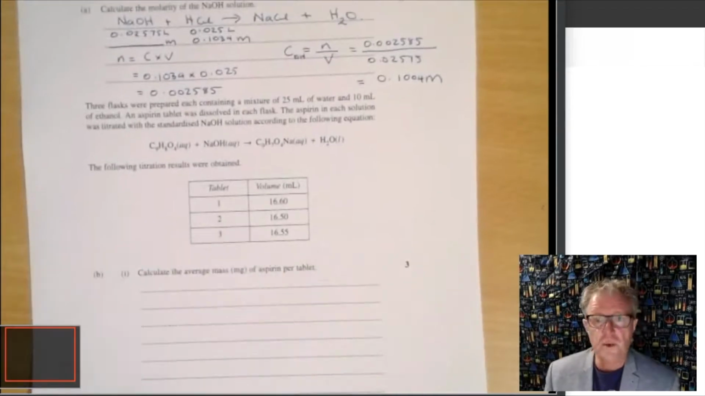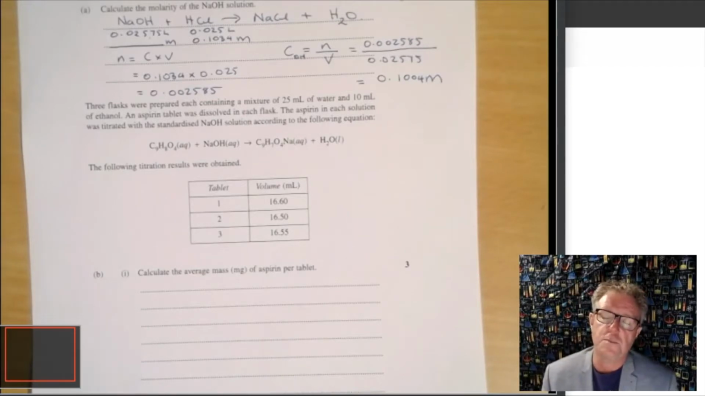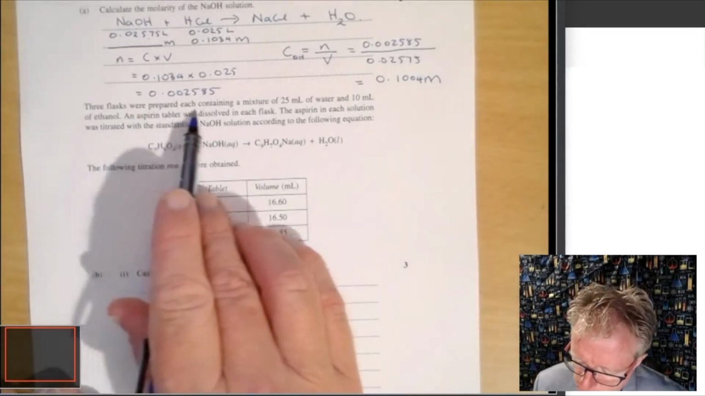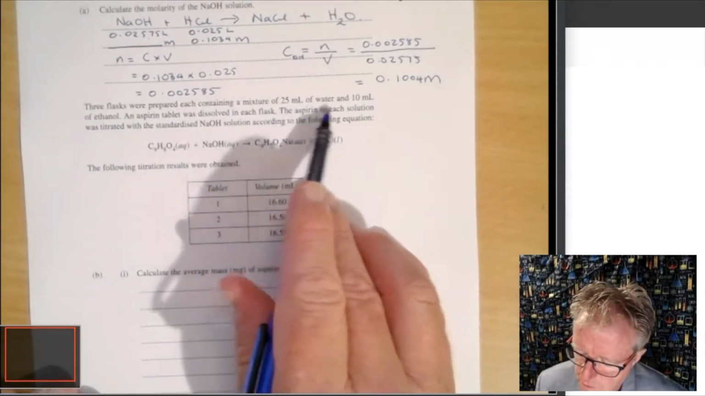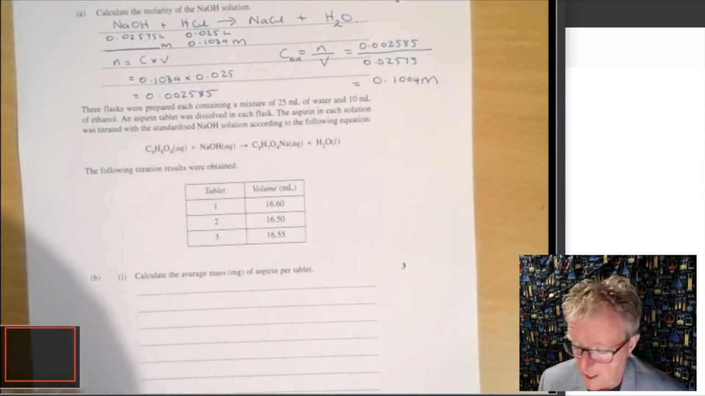So now let's see what the rest of the question says. All right, so we've standardized our sodium hydroxide. Now, of course, we have to analyze the aspirin, which is an acid, in the tablets. Right, so here we go. 3 flasks were prepared, each containing 25 mils of water and 10 mils of ethanol. An aspirin tablet was dissolved in each flask.